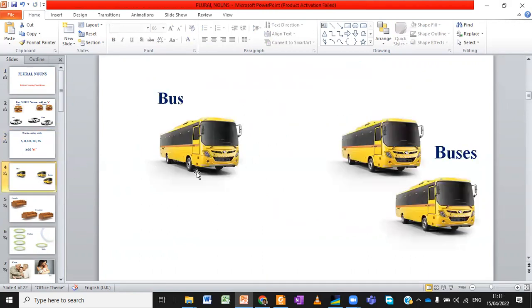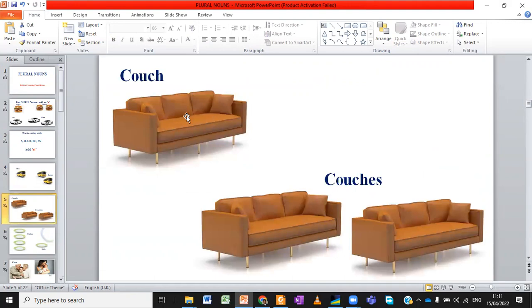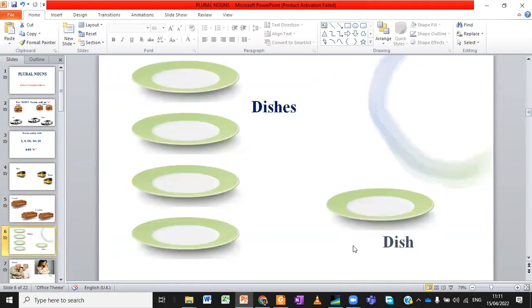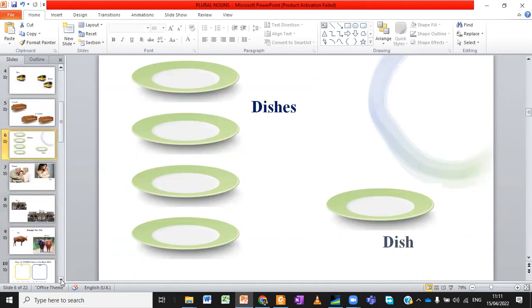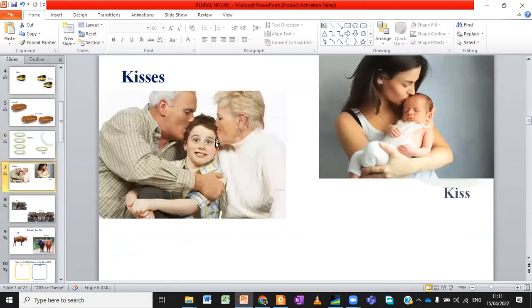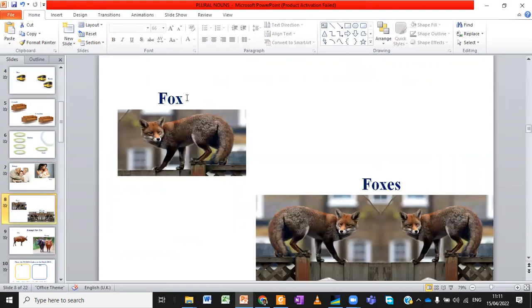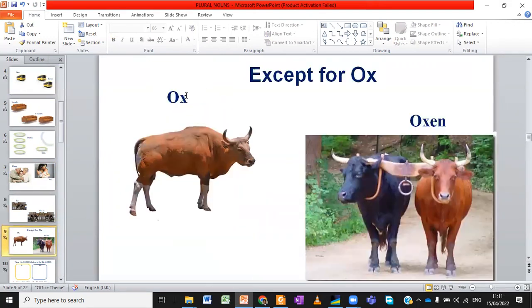For example, bus, you say buses. Couch, you say couches. Dish, dishes. Kiss, kisses. Fox, foxes. But ox, you do not say oxes, you say oxen. Okay, please take notes.